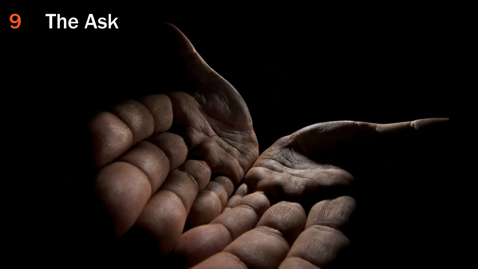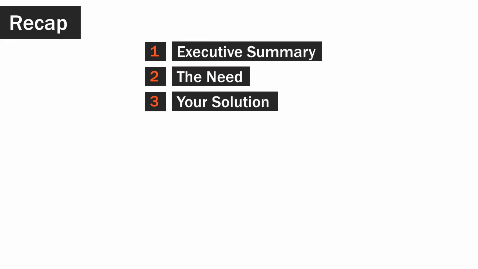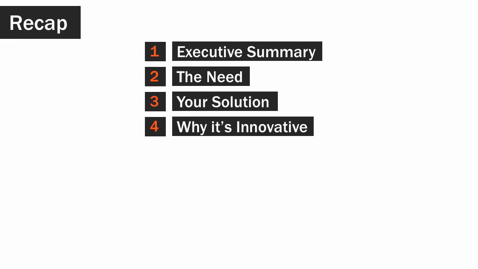Okay, so that's all the elements of the business plan. Let's have a quick recap before we finish the lesson. The first section is the executive summary, which you actually write last. Then you clearly articulate the need, followed by your solution to the customer problem. Then you explain why your idea is unique and will help the business stand out from the crowd.